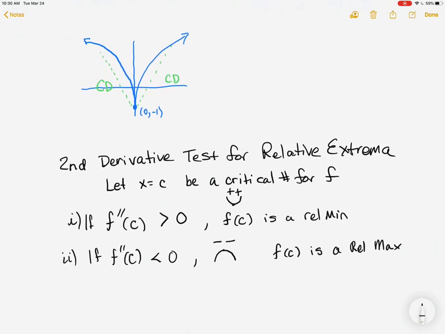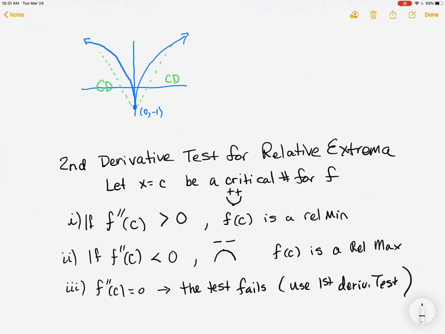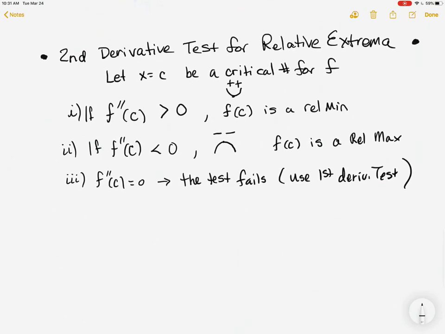The only bad thing about this test, other than the fact that you'd probably have to compute a second derivative, is that if the second derivative at c is also 0, then this test fails. And you don't get any conclusion. So go back and use the first derivative test. We'll use this when we do optimization problems in section 4.6. So I'm going to work one example showing you how you can use the second derivative test to determine relative max and mins.